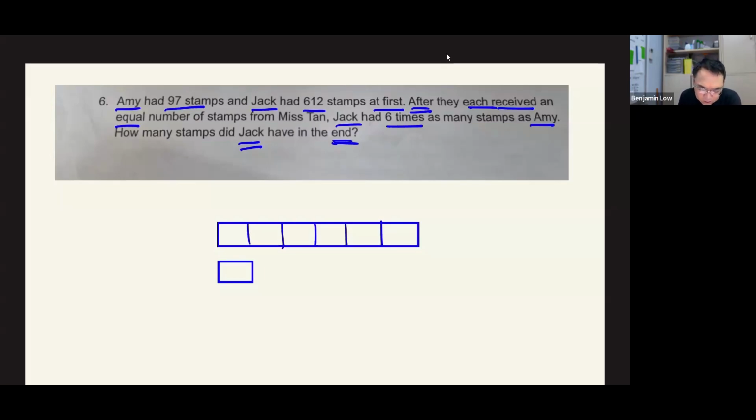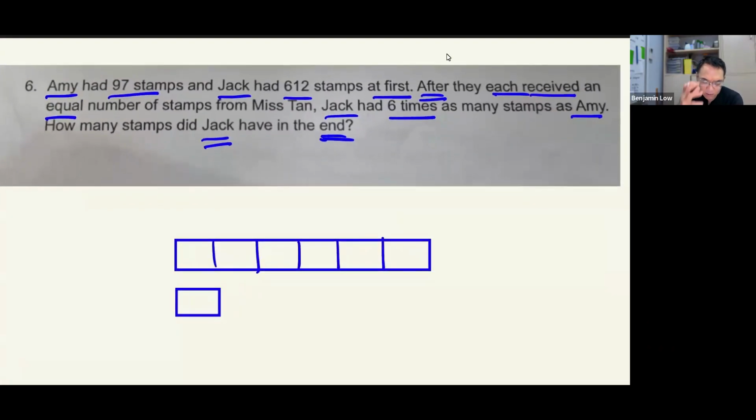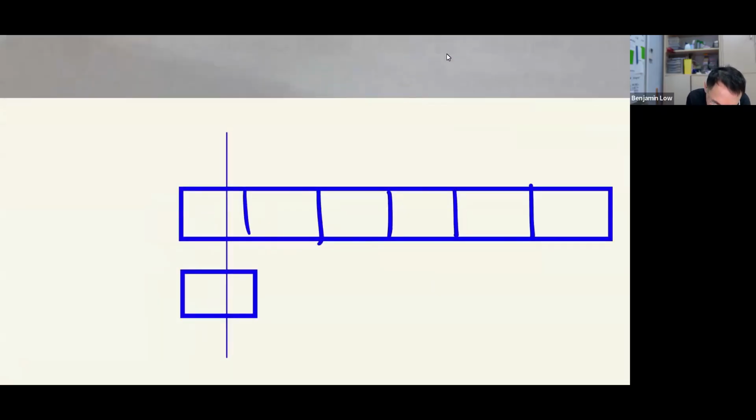All right, so this is after, right? After then is 6 times. So that means to say this is the amount they have in the end, not in the beginning. So you want to label that. And you also need to show where is the amount they receive. So the amount they receive, let's say we just draw a line and then we take this as received. It's a bit short, so I'm just going to write REC for received.